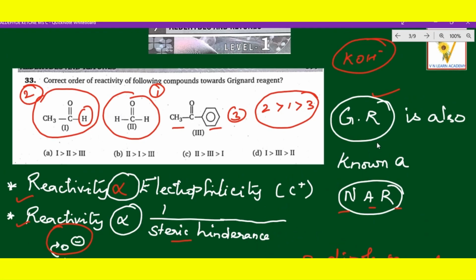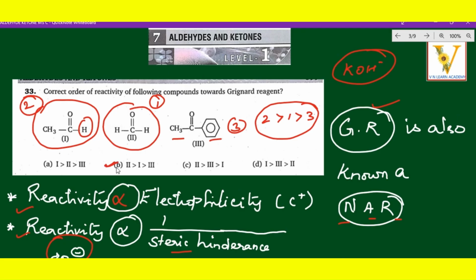So Grignard reagent is also one of the nucleophilic addition reactions, right? So these are the points. I hope you understand this question, and which is the correct option? Option B is the correct option. Come on, let's go to the next question.